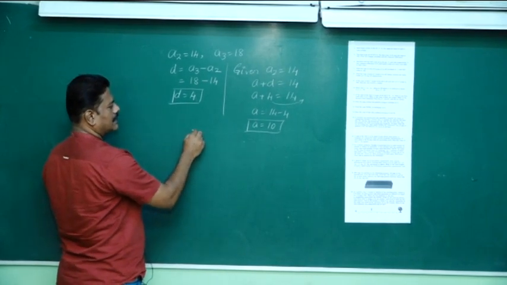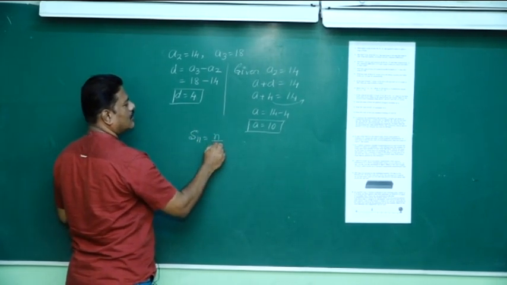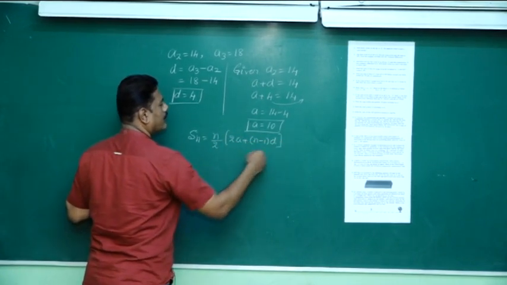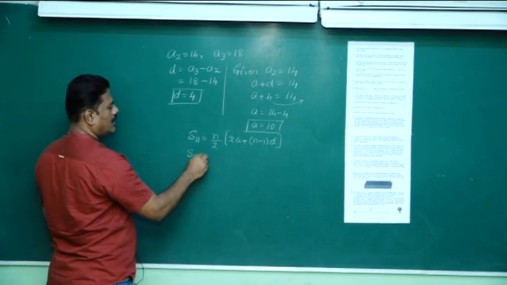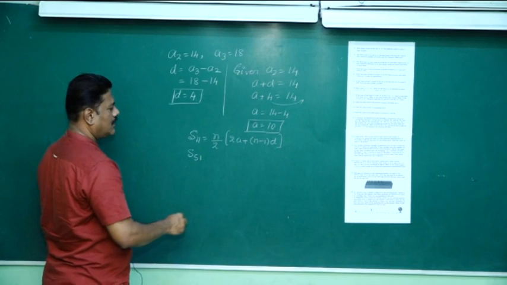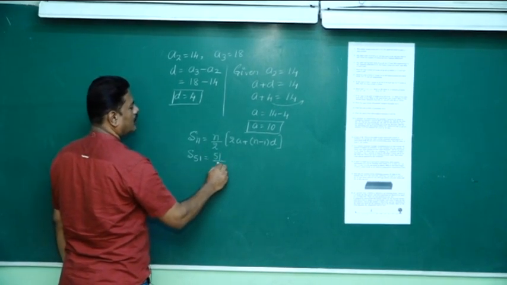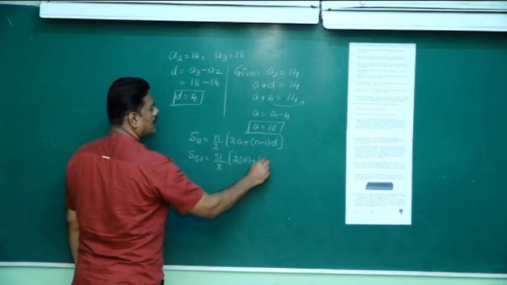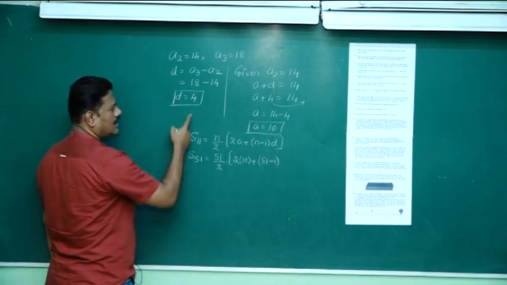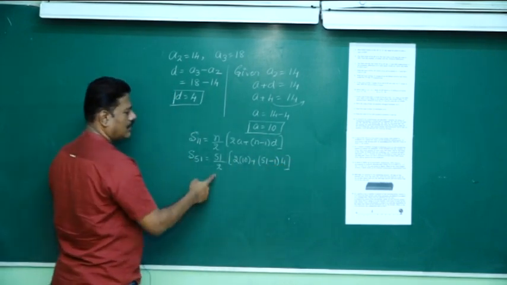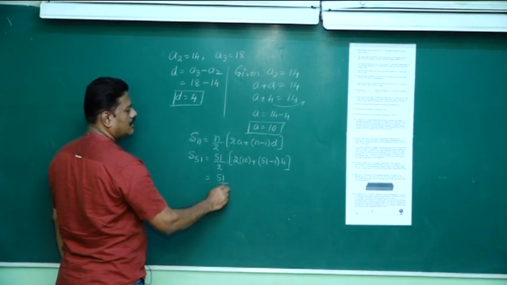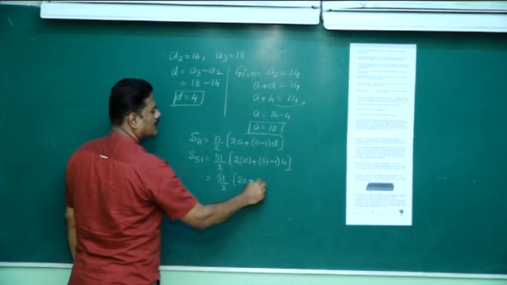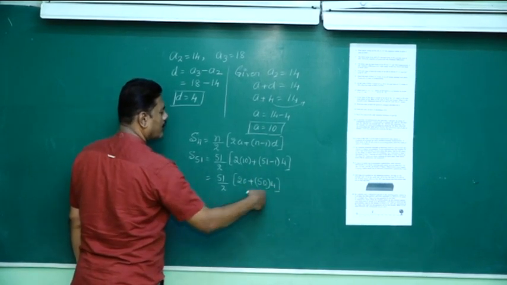Now I go for the sum. What is the formula? Sn is equal to n by 2, 2A plus n minus 1 into D. So you should find the sum to 51 terms. In the question it has been asked to find the sum to 51 terms. So n is 51 by 2, 2 into A is 10 plus n is 51 minus 1. What is D? 4. Now you simplify. 51 by 2 is not exactly divisible, you keep it as it is. You simplify the brackets here, 2 tens are 20, 51 minus 1 is 50, 50 into 4.